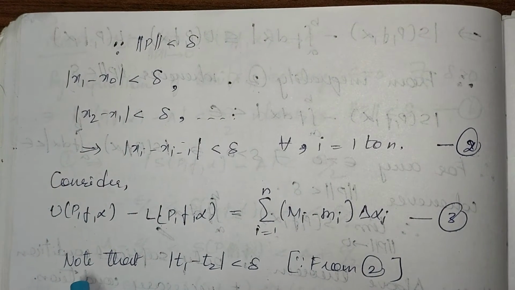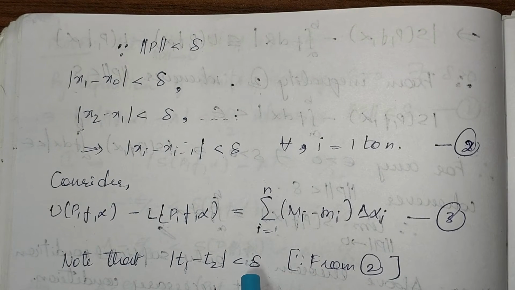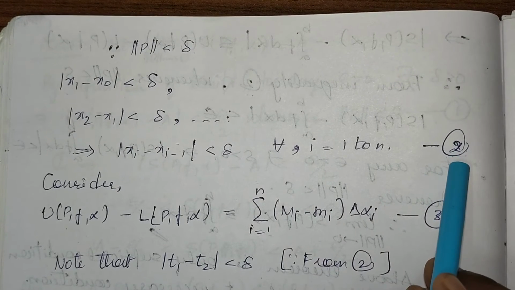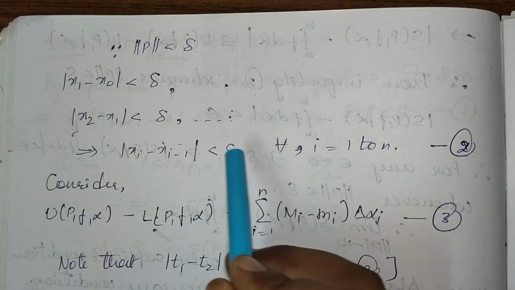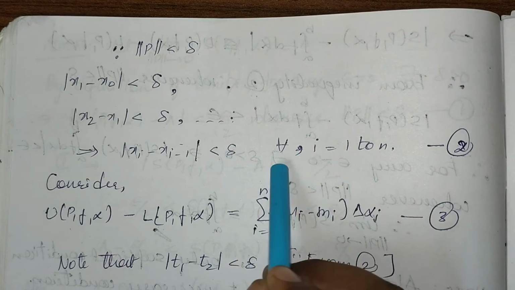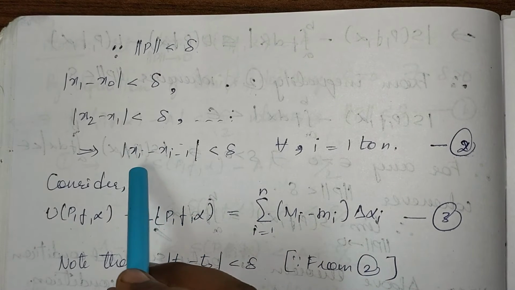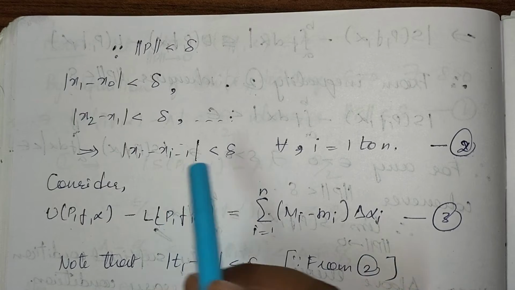Also note that |t1 - t2| is less than delta, and this is from equation 2. Why? Because |xi - xi-1| is less than delta for all i. And what are this t1 and t2? t1 and t2 belong to the subinterval [xi-1, xi].